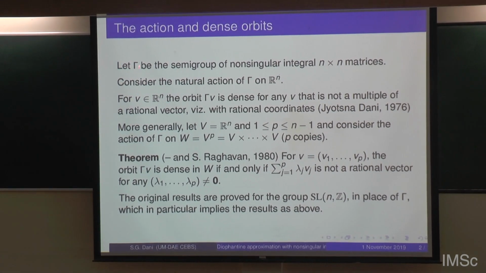Say we will denote by gamma the semi-group of non-singular integral n times n matrices. So you take n times n matrices with integer entries and determinant non-zero. Non-singular, as I said. So that is a semi-group. It is not a group, because if you take an integral matrix with determinant other than plus or minus 1, the inverse is not going to be there.